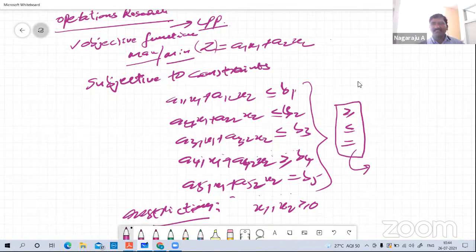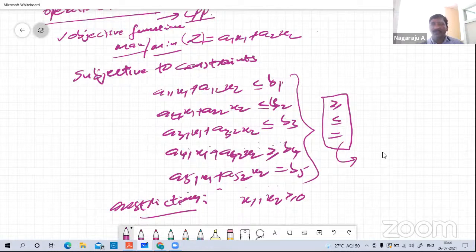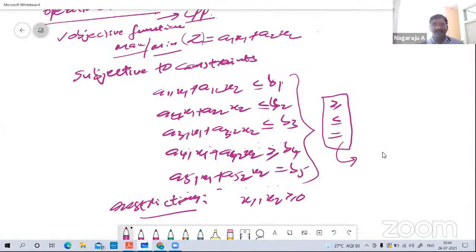So here every constraint involving greater than or equal to, less than or equal to, or equal to, such types of equalities or inequalities we consider as constraints, called the subject to constraints. And the restrictions are on the unknown variables we have, x1, x2 greater than or equal to 0. Here in this problem, we want to identify x1, x2. Whatever x1, x2 we get, we will substitute in the objective function, which is a maximum or minimum that we want, and that is called the optimal value or optimal solution. This is the overall idea about a linear programming problem.